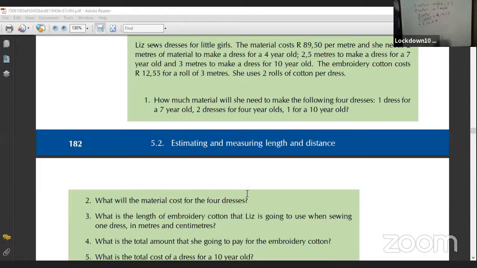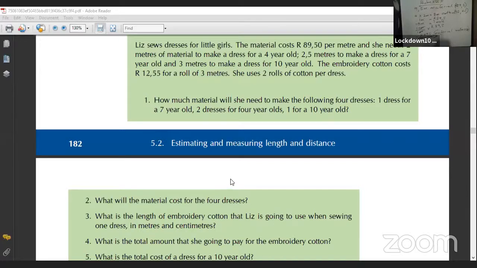33.47 rands. So this is the cost of cotton for the 8 rows, sorry. This is the cost of cotton for the 4 dresses. Okay, but the question is asking us, what will the material cost for the 4 dresses? Okay, this is the cost. So the second question is actually asking us, what is the cost of the material? So this is the cost of the material. That is what we need.